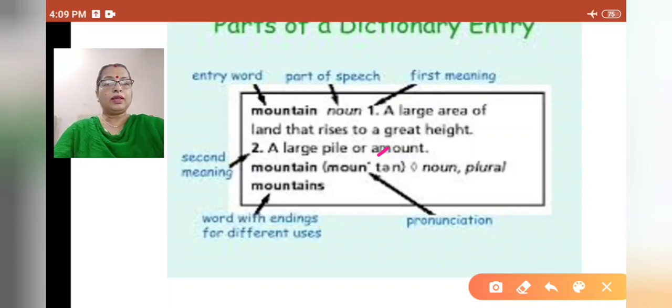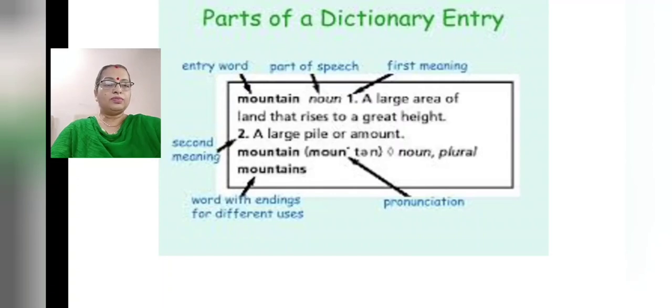Yes, mountain. After that, what is written? Noun, that is, a pile or amount. That is also a noun. And then plural. What is the plural of mountain? Mountains. Okay. So words with endings for different uses. So what do you find? Here you have the entry of the word mountain, wherein you can understand the parts of speech, the meanings, the pronunciation and the plurals also.